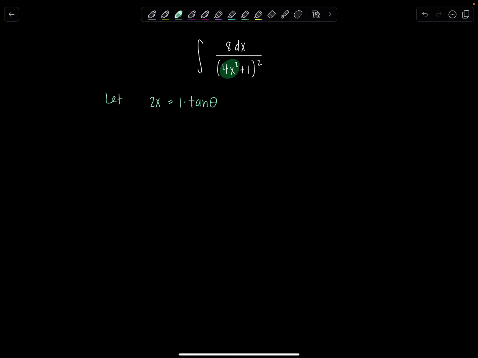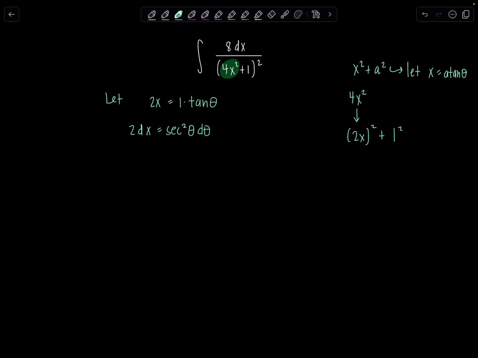Okay, so you have your variable quantity squared plus the constant squared, and you let x equal a tan theta. But in this case, since it's 4x squared, you want to think of that as 2x quantity squared plus 1 squared. Make sense? Okay, so then from here, we can differentiate both sides. So 2 dx equals secant squared theta d theta. And if you want, let's just get rid of that 2. So dx is 1/2 secant squared theta d theta.